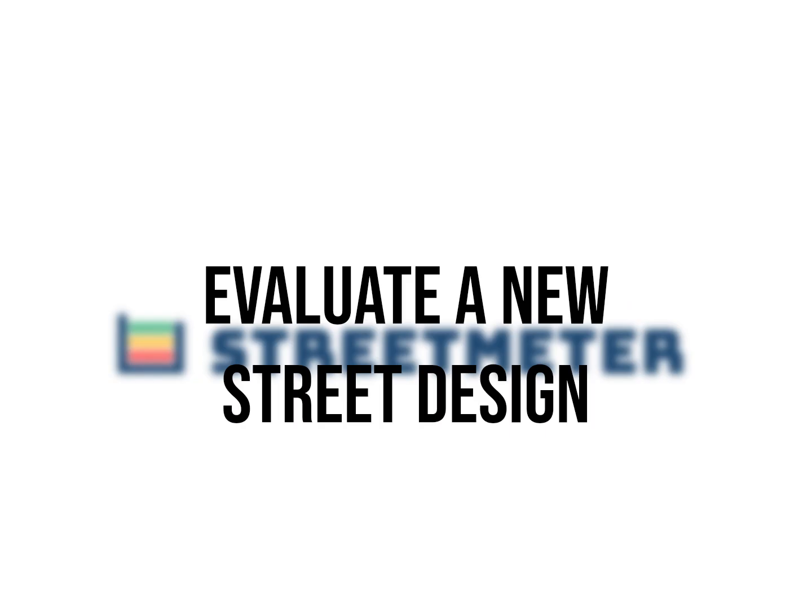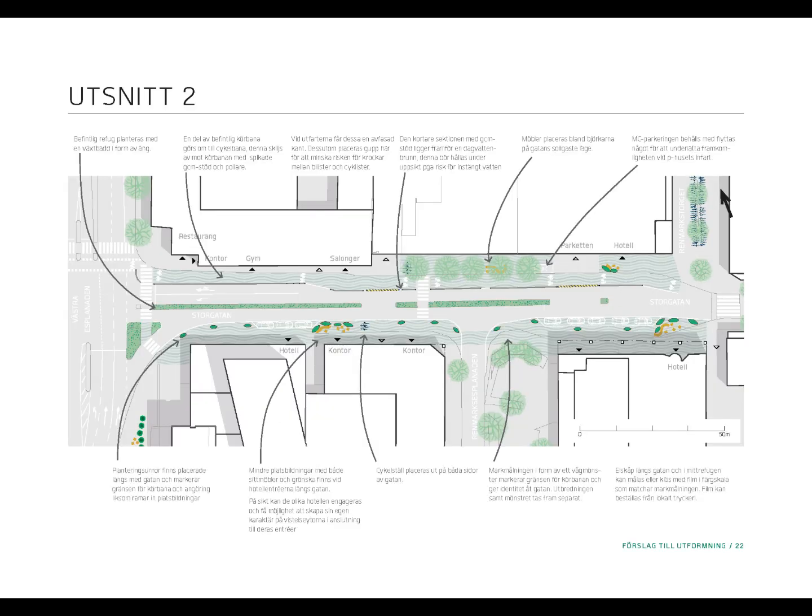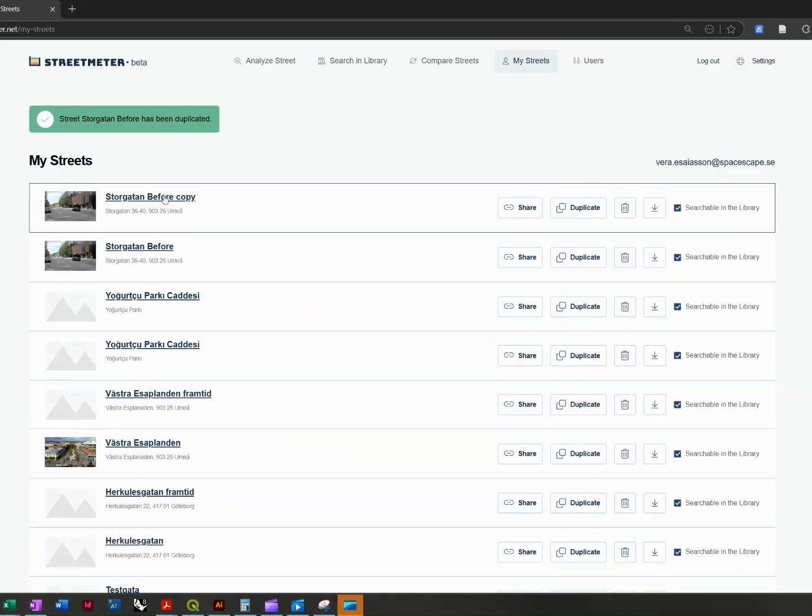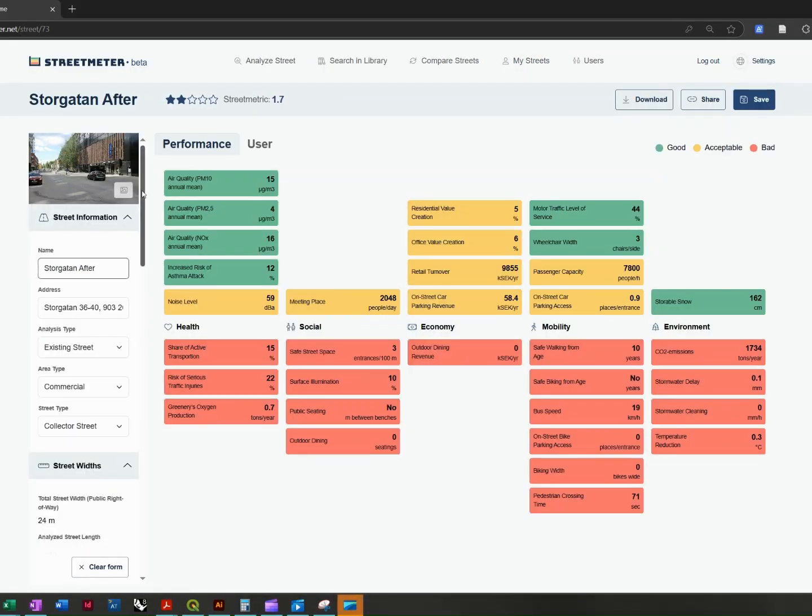The idea of transforming Storgatan has been discussed for a long time within the municipality. The goal is to make the street more pedestrian and bike-friendly and to add more ecological qualities. In our work with Umeå municipality on a tactical transformation of the street, we returned to Streetmeter to analyze how our proposal aligned with these goals. Instead of re-entering everything, you can simply duplicate the existing street, give it a new name and image, and then adjust the values that have changed.